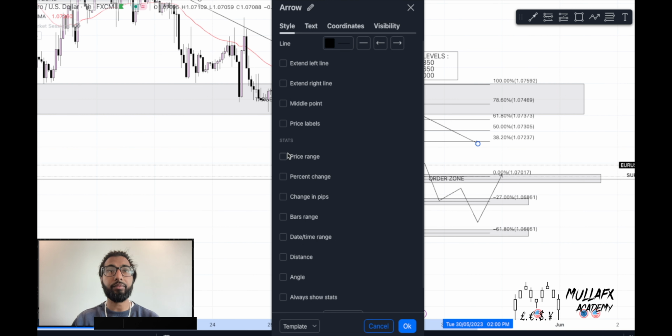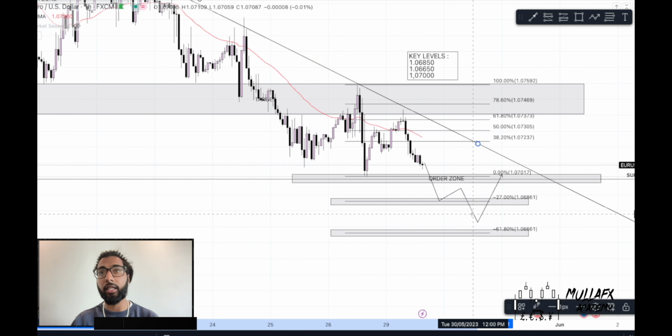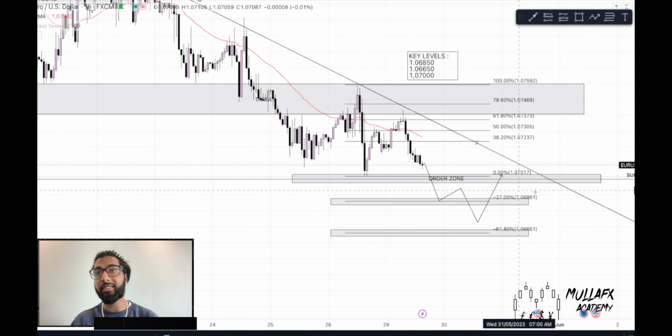Now, if I just show you, if I extend the right line quickly, you can then see price actually hits our order zone as well, which means it will follow our trend line as well. As long as price bounces off our trend lines, then we'll have really, really good sales, okay?